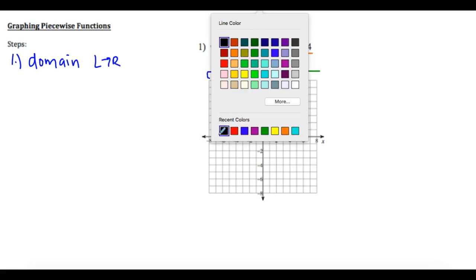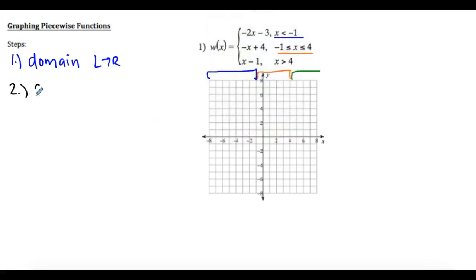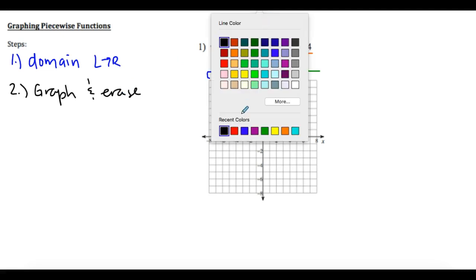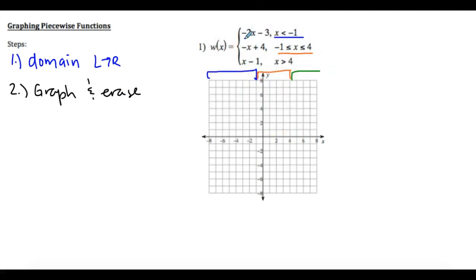Okay, so now the next step is we're going to graph piece by piece. And I'm going to put erase in there. If you like to do this without having to erase, you're fine. We're going to graph the equation like we always have. So if I want to graph this equation here for this top domain, in this linear equation, this is my intercept and this is my slope. So if I start at negative 3 and I go with a slope of negative 2, that would be down 2 over 1. And then I'm going to go up 2 over 1.